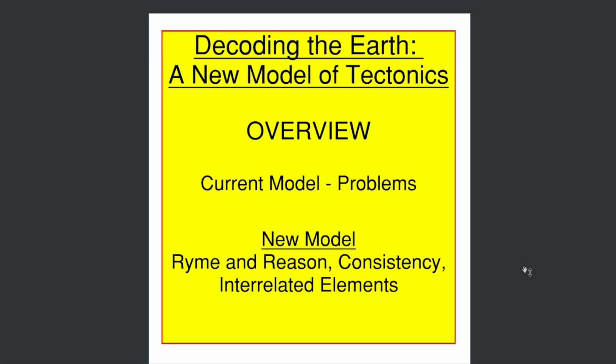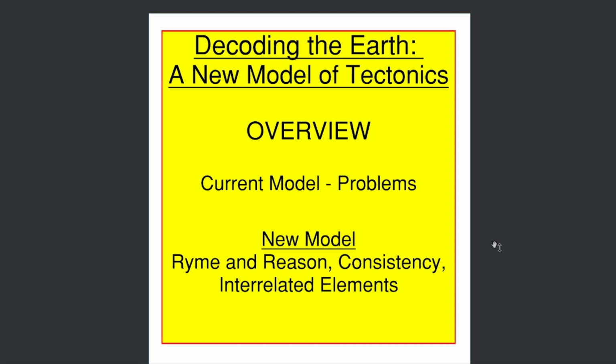Okay, I'm going to give basically an overview here of the current model and some of its problems as I see it, of course, and really a lot of people acknowledge those problems with the plate tectonic model at this point. In my model, I'm going to show that there's rhyme and reason, consistency, and interrelated elements, which is a really good sign of a good model. And again, as I said, I use the current model to prove my model. So there's consistency even with the current model. But I also have said that it's quite different too. So there's a whole thing going on, but there is a rhyme and reason.